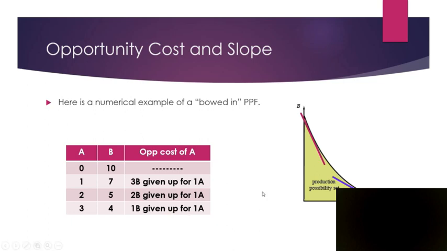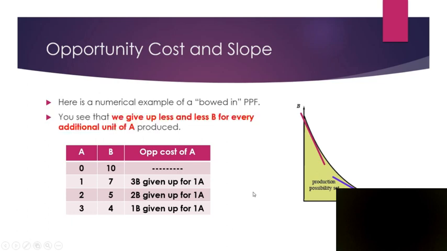I'm also giving you a numerical example below. And you see in this numerical example, we give up less and less of good B for every additional unit of A. So we understand the graph on the right? We see the tangents, they're becoming less and less steep. But now let's look at the chart. If we go from 0 to 1 units of A, we give up 3 of good B.